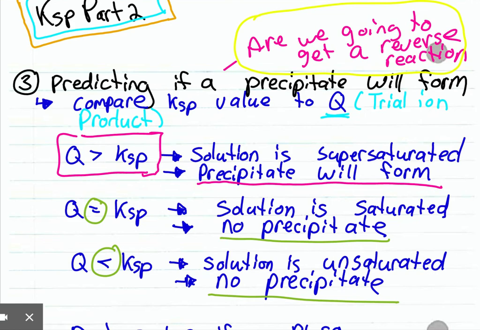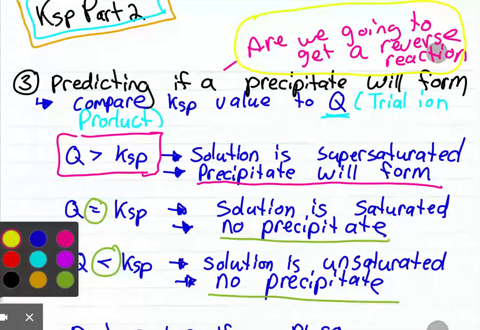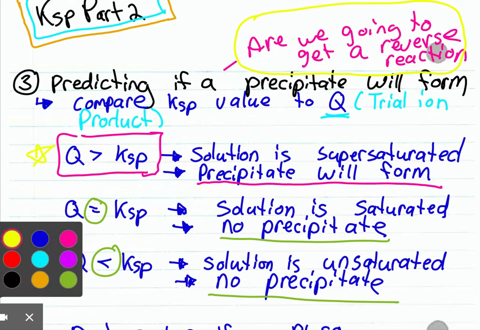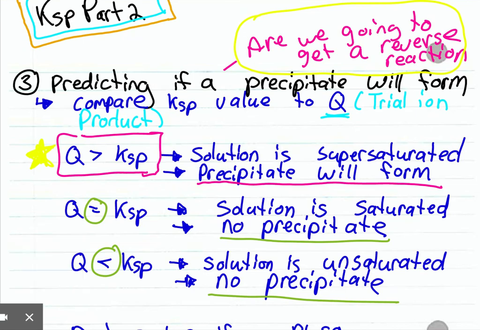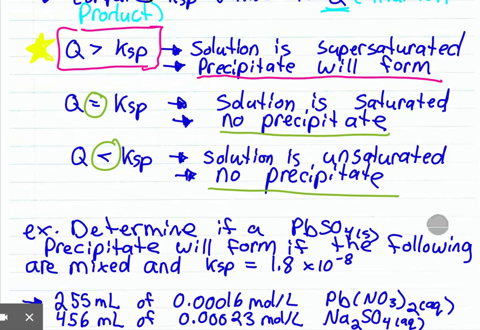So really, what we are looking for is right here. Are we going to get a reverse reaction? To get a reverse reaction, Q has to be greater than KSP. So let's dive right into an example. Okay, so we're going to take a look.